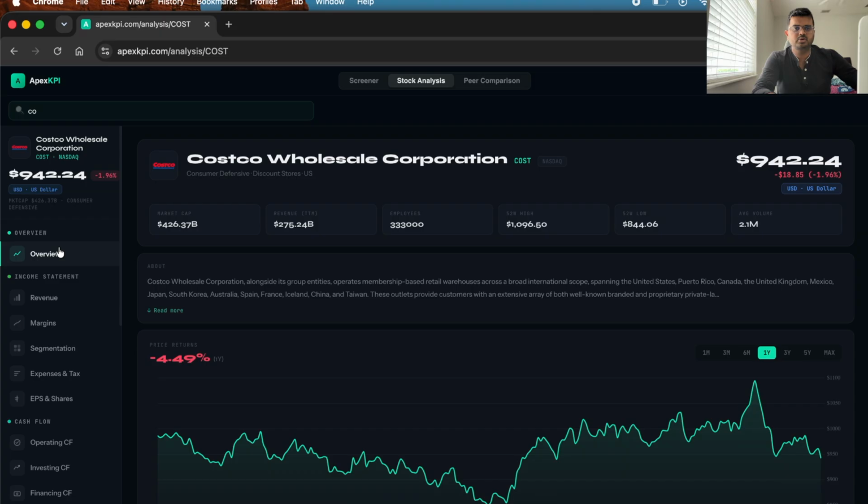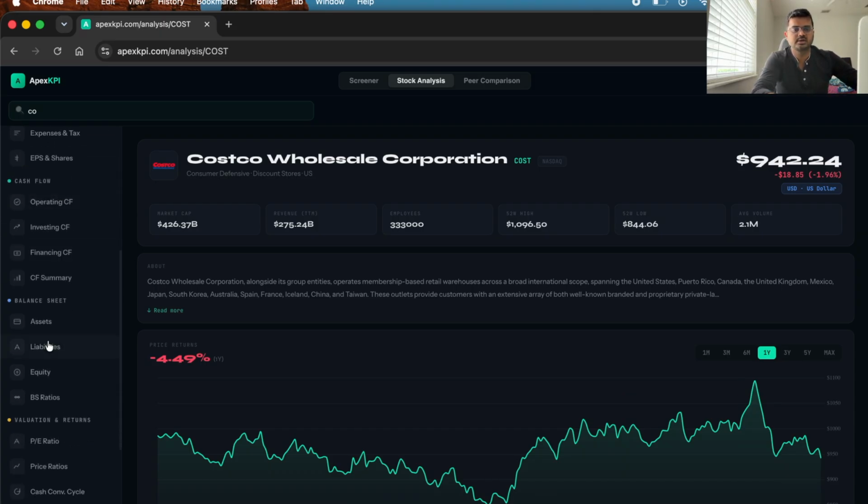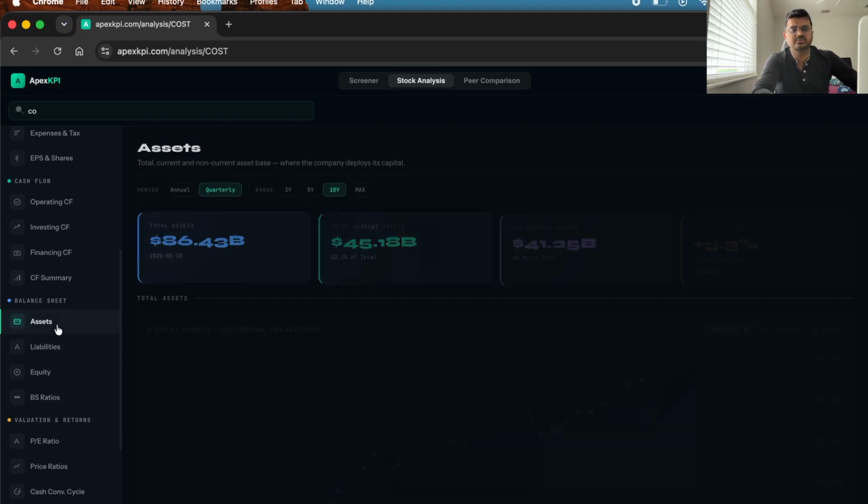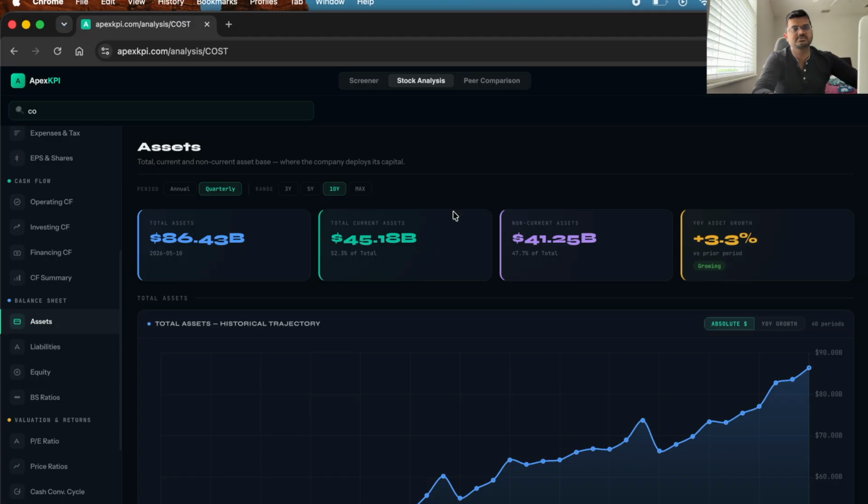So I have already pulled up the Costco fundamental analysis, or Costco stock analysis. In that, let's go to the balance sheet section. In the balance sheet, as we know, there will be three sections. First one is asset, second one is liability, third one is equity. So we will go through in the same order so that it makes more sense. And finally, balance sheet ratios. That's the final section we will look at.